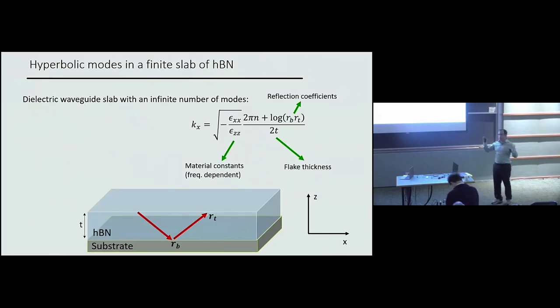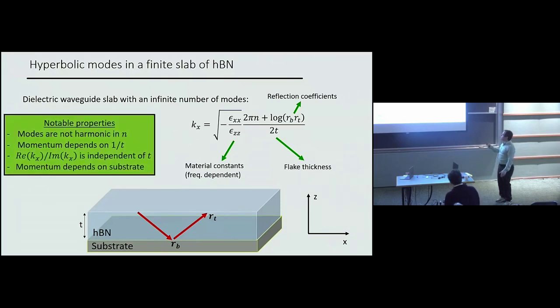Now this is what I mentioned was for a bulk hyperbolic material. And it's worth mentioning what happens for a finite slab, so just a flake of hyperbolic material, because then you get this type of dispersion. So you basically have here k equal to some material parameters through which the frequency dependency arrives, plus two terms. One of them is just 2 pi n, some integer, and another one is also a combination of material parameters and the substrate parameters. So the substrate or superstrate that you have.